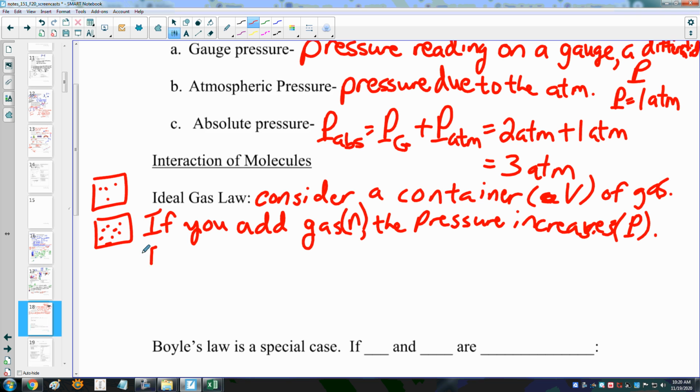Also, if you raise the temperature, well, I have this container with gas. If I raise the temperature, these particles will move around faster, and so they'll run into the sides of the container faster, and that causes the pressure to increase.